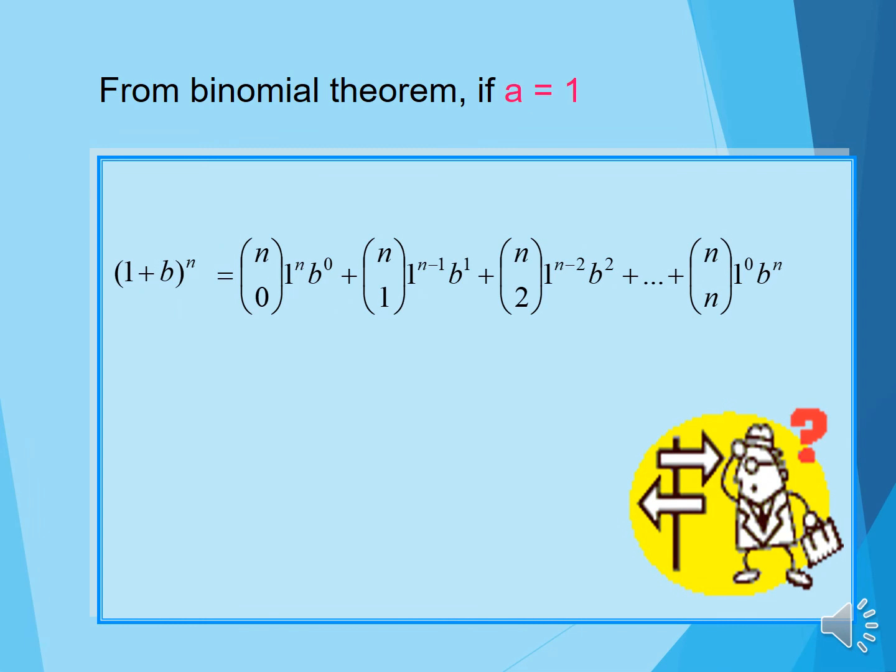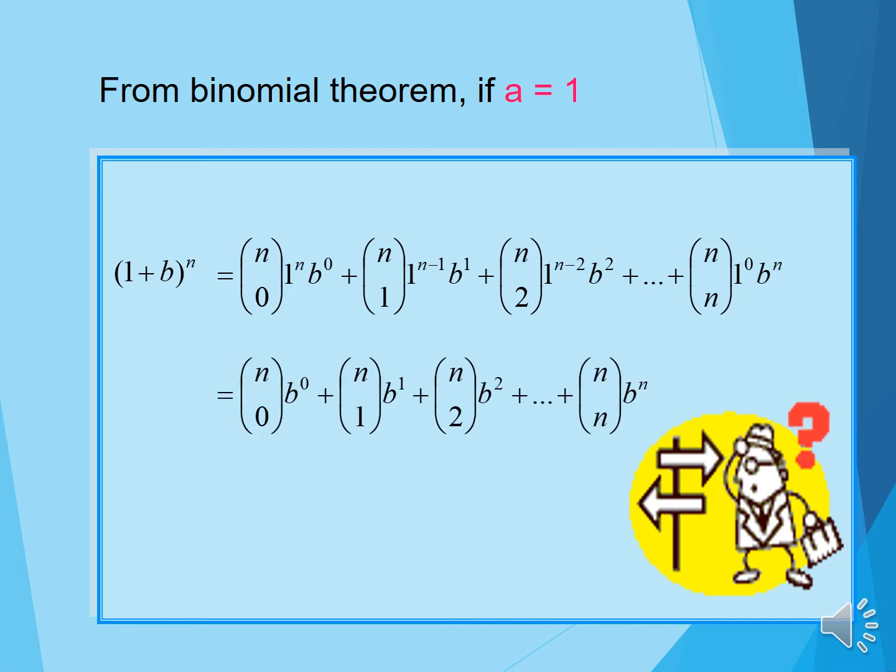For the binomial theorem, if a is equal to 1, a plus b to the power of n, substitute into the binomial theorem, simplify, and the answer is equal to 1 plus n over 1 factorial b to the power of 1 plus n times n minus 1 over 2 factorial b to the power of 2 plus until plus b to the power of n.